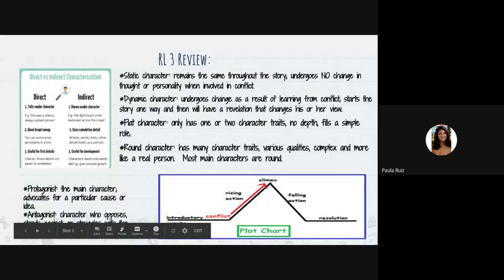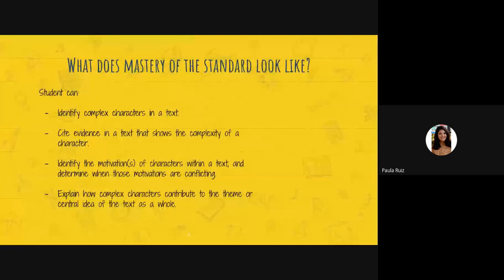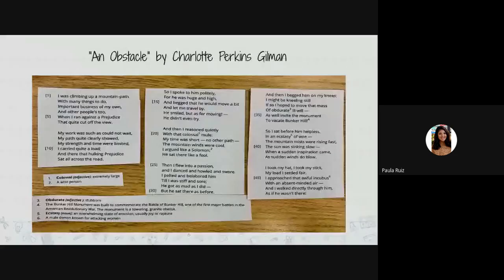So you can walk through and tell who the static character is. So the 2 main characters that we have in this story are the narrator, which we assume is a woman in the late 1800s, and then we have prejudice, okay? And prejudice in this case is referred to in the masculine. He smiled, he didn't even try, okay? So here we have a woman and a man.